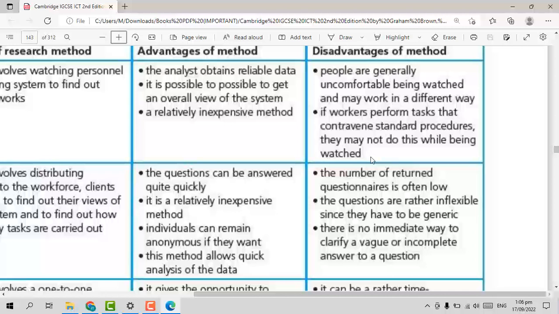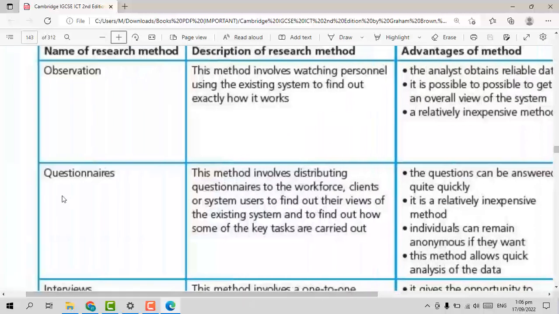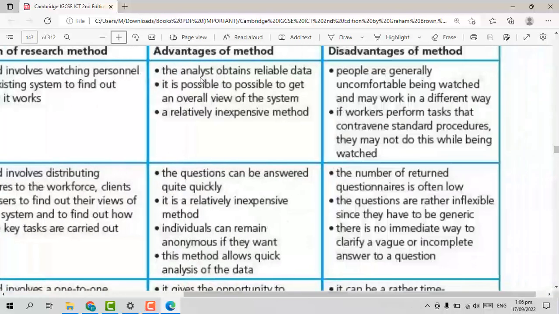All right, let's get to the next tool that system analysts use: questionnaires. The advantage is that the questions can be answered quite quickly. It's also a relatively inexpensive method. It doesn't cost you a lot of money because you can print out let's say 2,000 or maybe 10,000 questionnaires and just hand them out to people, and then later on you can collect them and study them, right? It's not expensive at all.